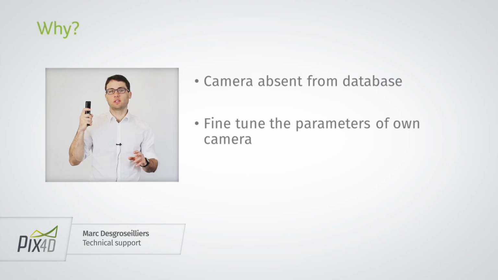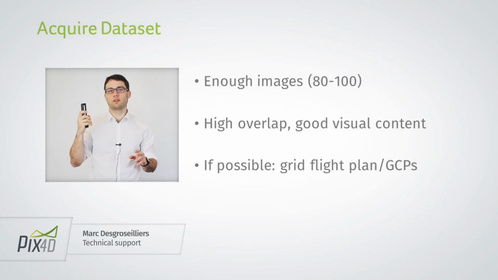So the first thing that you're going to need to do is to acquire a dataset to calibrate the camera. What we recommend is for the dataset to have enough images, so between 80 and 100 is typically a good number. You want to make it easy for the software to do the reconstruction, so high overlap and good visual content on the images. If possible, if you can choose, we would recommend doing a grid flight, because then the overlap is constant. And if you have GCPs in this area, then you should definitely include them.